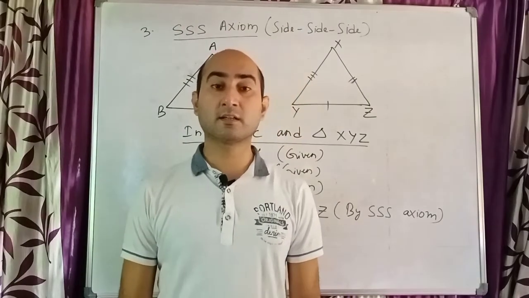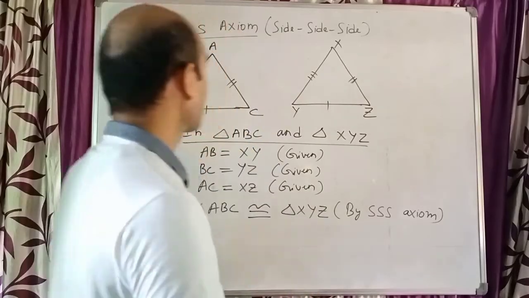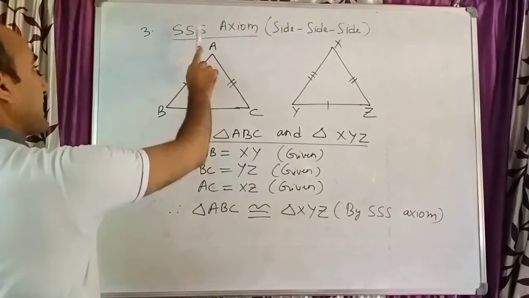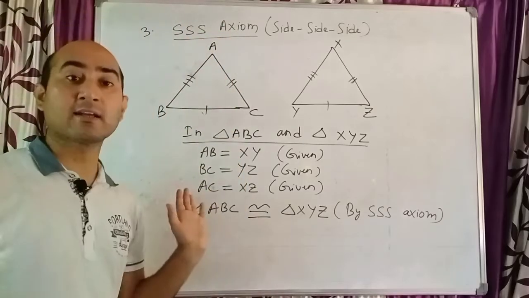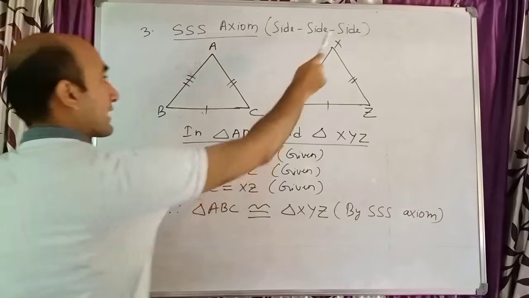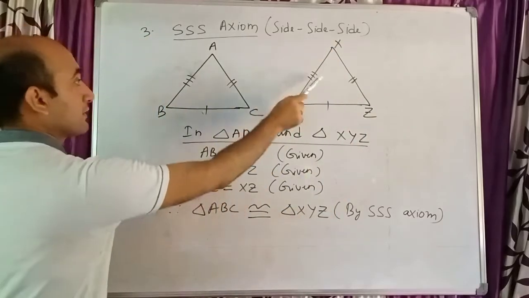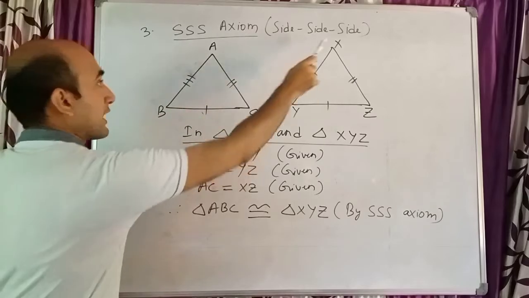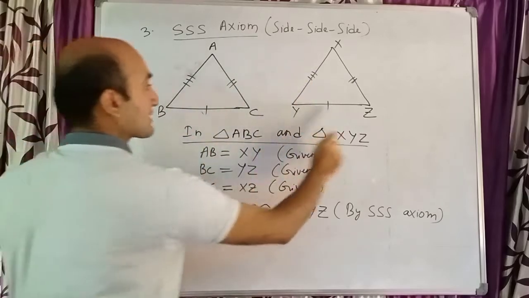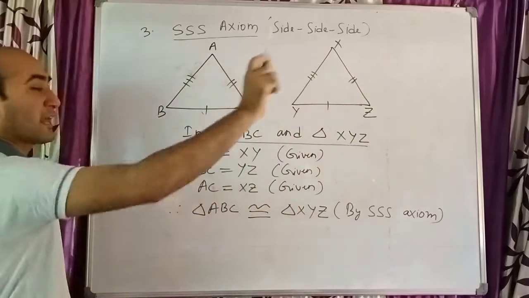Children, let us learn the third condition for triangles to be congruent. The third condition is the side side side axiom, that means all are sides. You can see triangle ABC and triangle XYZ. As per the diagram, with this symbol, the three marks mean these two are equal. A single mark means these two are equal, and a double mark means these two are equal, and all are sides.